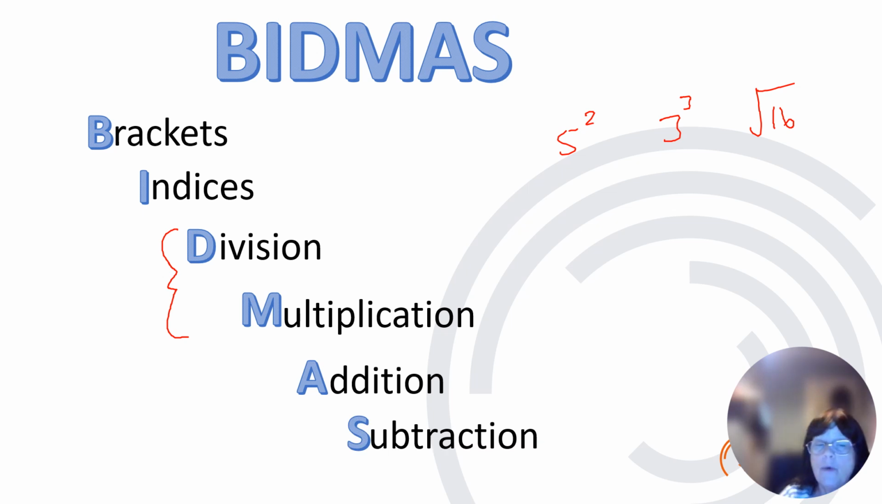Next, also on the same line, is addition and subtraction. So after we've looked if there's any brackets, are there any indices, let's see if there's any division or multiplication and do whichever comes first. Then we'll see if there's any addition or subtraction, and again we will do them in the order that they appear, and that is BIDMAS. So let's have a look at some BIDMAS and see if we can solve them together.